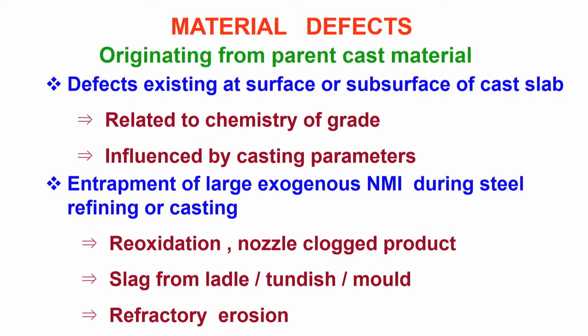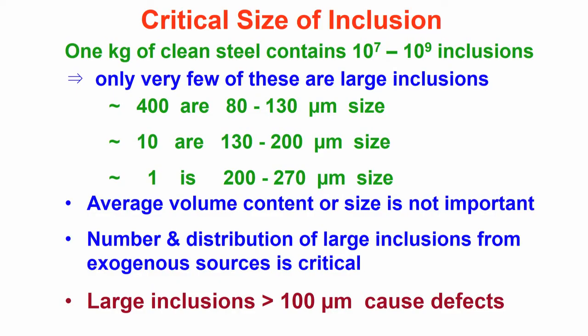They may be related to the chemistry of the grade or influenced by the process parameters, or there might be entrapment of large exogenous NMI during steel refining or casting. Reoxidation may be a problem, nozzle clogged product. What are the sources of NMIs? Reoxidation, nozzle clogged product, slag from ladle, tundish, mold, maybe refractory erosion. These all I have mentioned. Then I have mentioned the critical size of inclusion, the large inclusion. Some people say 100 micron, some people say 50 micron. These are what we have to be really bothered about.